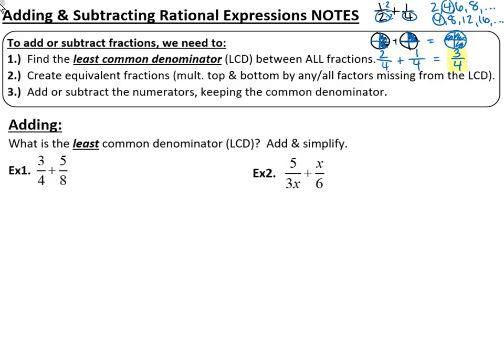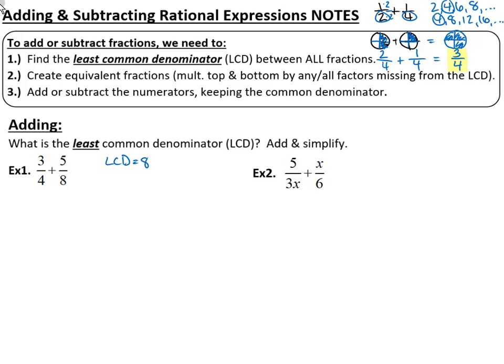Okay, so let's find the least common denominator for each of these and add and simplify. So our first one, very similar to what we just talked about, has just numbers, 4 and 8. And I might be able to think about multiples of 4 and multiples of 8, right? I can see that they will meet multiple times, but the first place their multiples would meet is at 8. Okay, so this is one way of coming up with our common denominator, and it is 8 for the least common denominator.